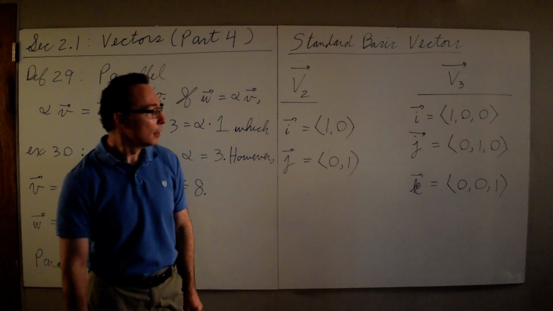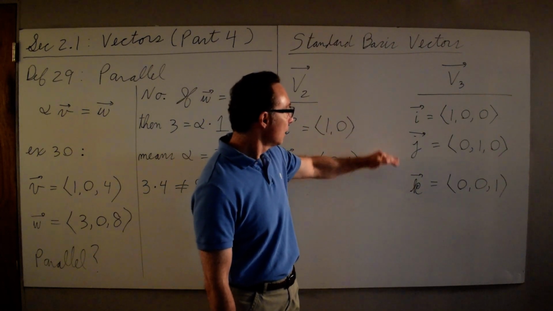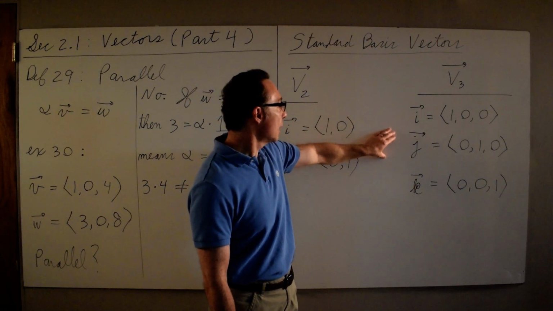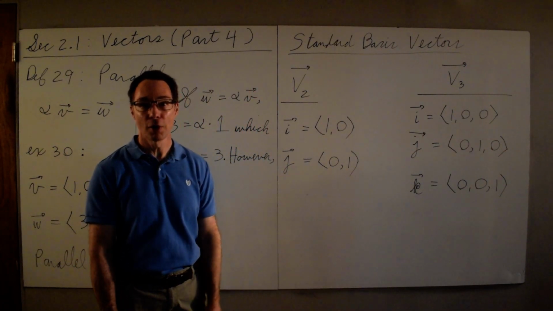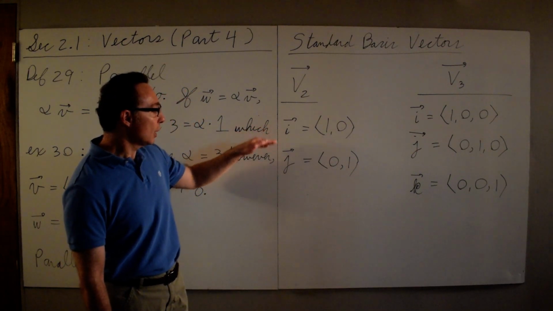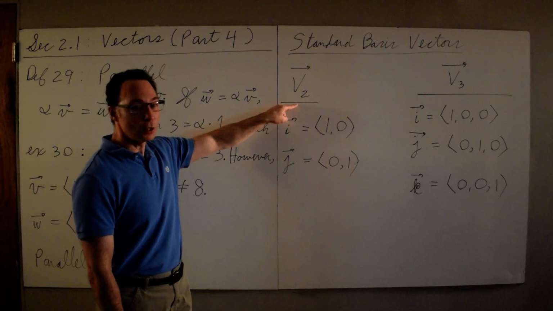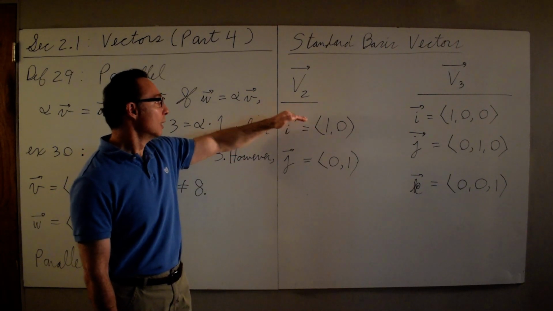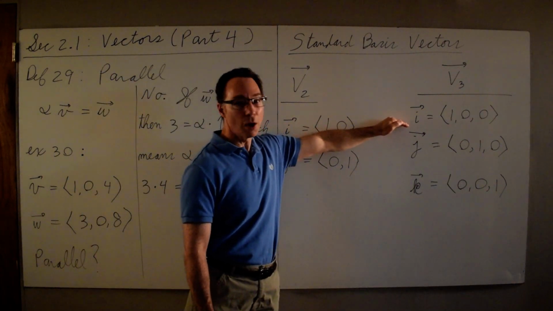In V3, our standard unit vectors are i, j and k, written this way. And again, you can take any vector in V3 and write it in terms of i, j and k. Now, notice we're using the same notation, but this is generally not ambiguous because we usually know whether we're in V2 or V3. So if we're working in V2, i is this vector. If we're working in V3, i is this vector.